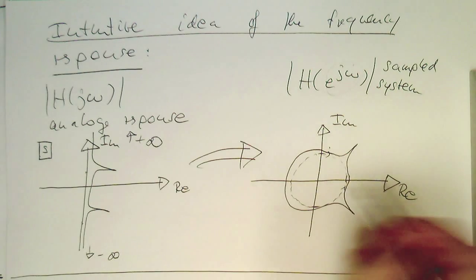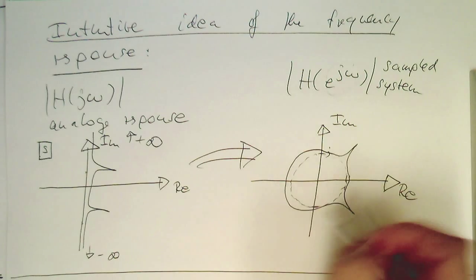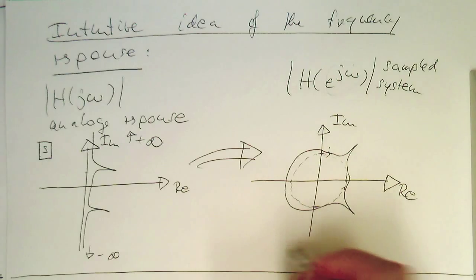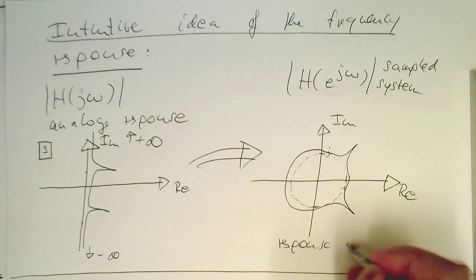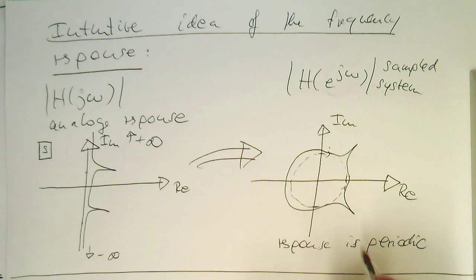But what we see here is that this response is now cyclic. It repeats after each revolution, and so the response is periodic. This is just another effect of our sampling problem. If we are sampling, then we are creating ambiguities, and we see the frequency ambiguity here again in this frequency response.